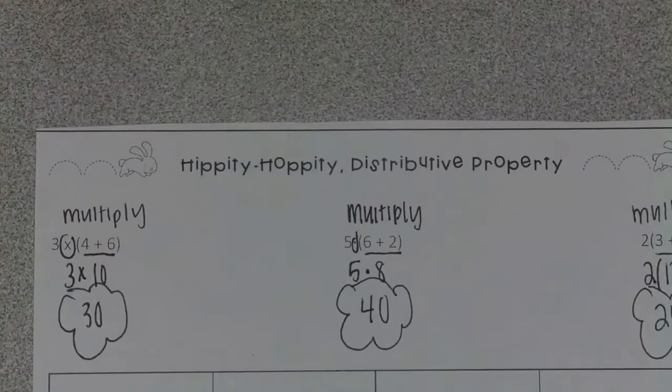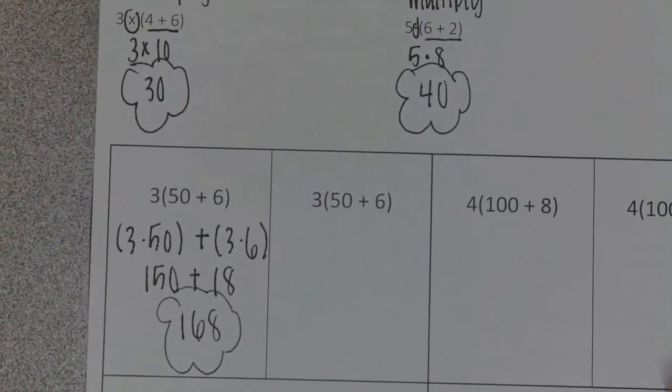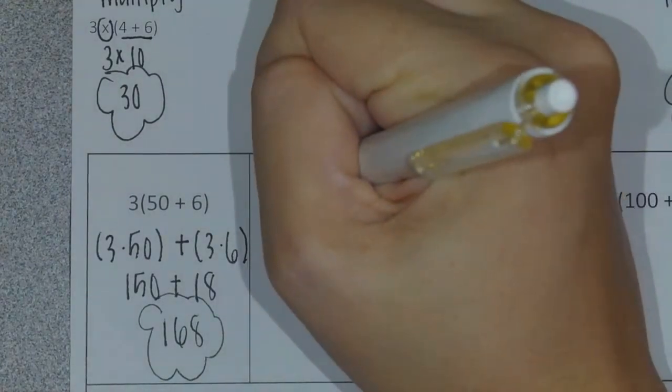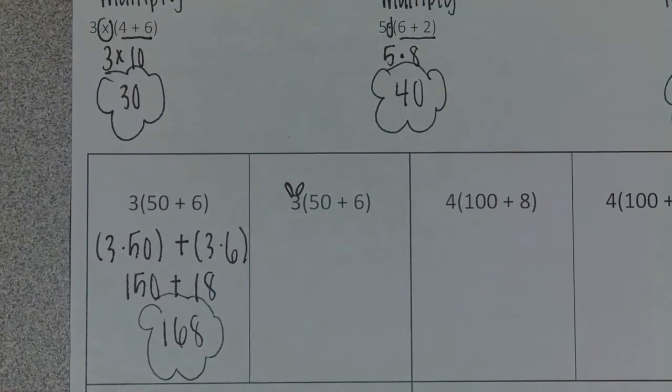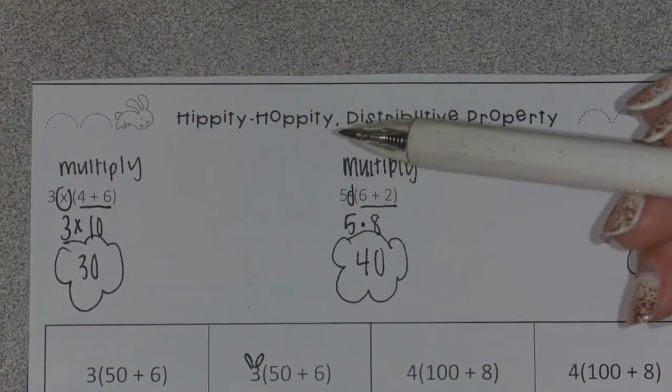Or I can start using my new trick called the Hippity-Hoppity distributive property. So what we're going to do is the number that is always on the outside, I want you to think of it as your little bunny rabbit. I'm even going to draw some ears on it. So my bunny rabbit likes to go hippity and it goes hoppity.